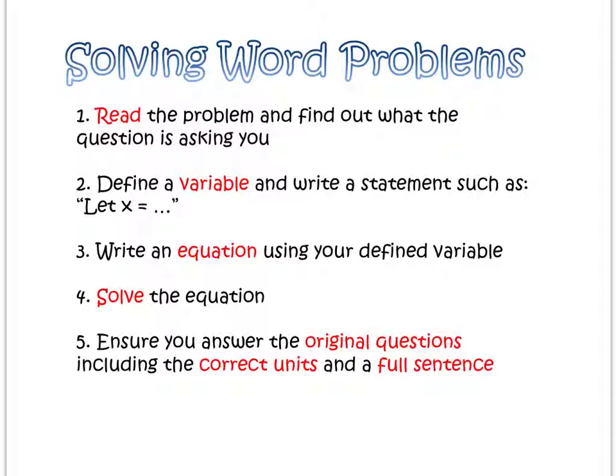The third part, which is sometimes the most difficult step, is writing an equation using that variable that you defined in step 2. And the fourth one is to solve the equation. Often that's a bit easier once you've actually written the equation. And then step 5 is to make sure that you actually answer the original question that you were asked, and to include the correct units and a full sentence with your answer. Okay, let's look at some examples about how to do this.